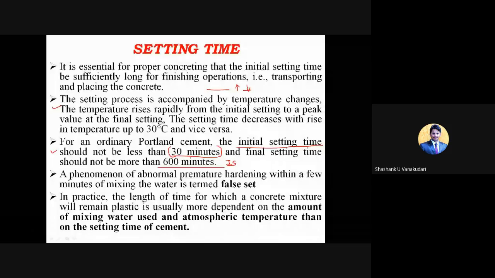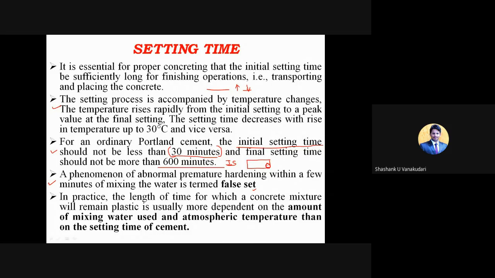Okay. A phenomenon of abnormal premature hardening within a few minutes of mixing the water is termed false set. So whatever initial set we call, some part of the concrete or cement hardens earlier than the other part of the concrete. This particular place which hardens initially, we can call the false set. Okay.